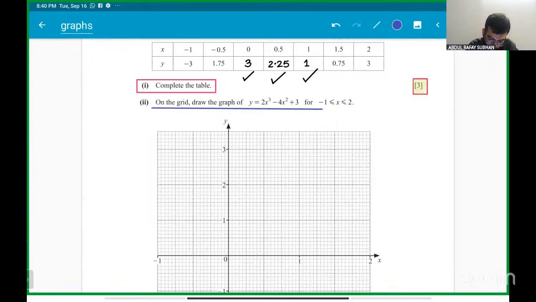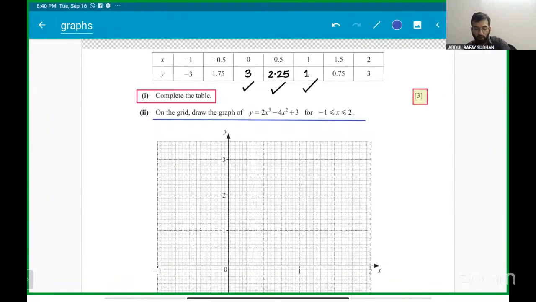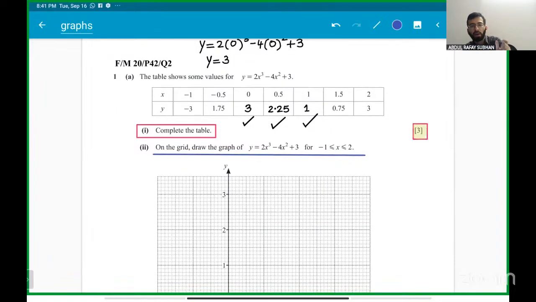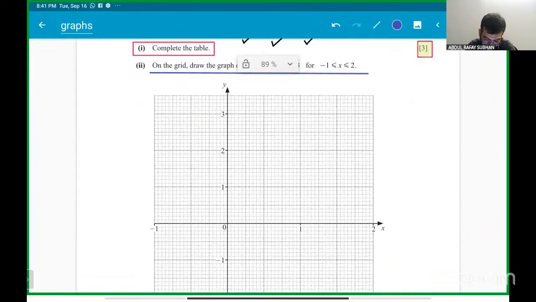Sir, on the grid, draw the graph of y is equal to 2x cube minus 4x squared plus 3, for minus 1 is less than or equal to x is less than or equal to 2. We have x values from minus 1 till positive 2.